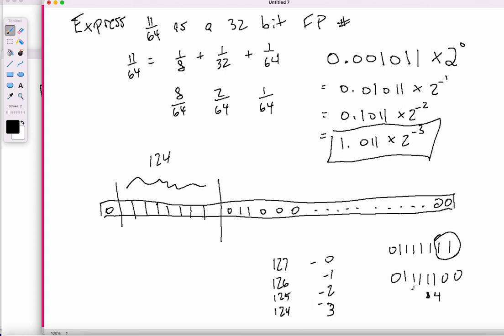That's an 8, that's a 16, that's a 32, and that's a 64. 32 and 64 is 96. 96, this would be 112, that would be 120, that would be 124. So I come over here and I put in a 0, 3 ones, 1, 2, 3, and then I get 1100.